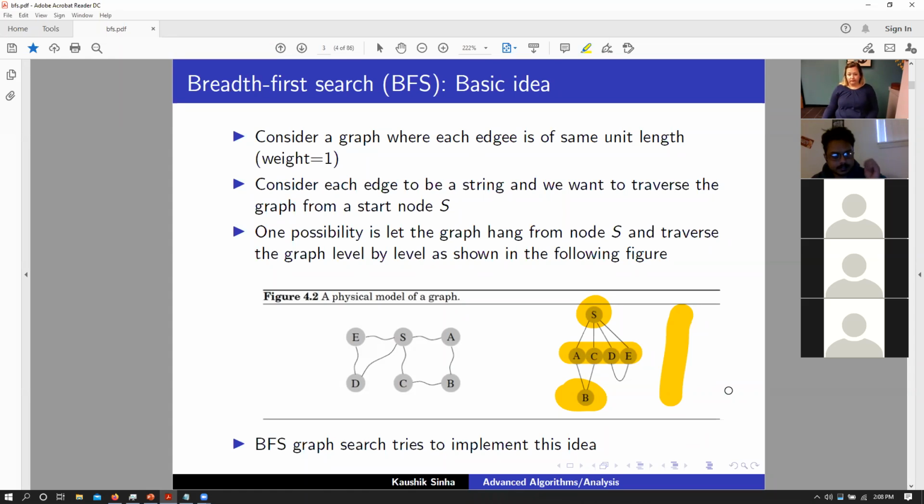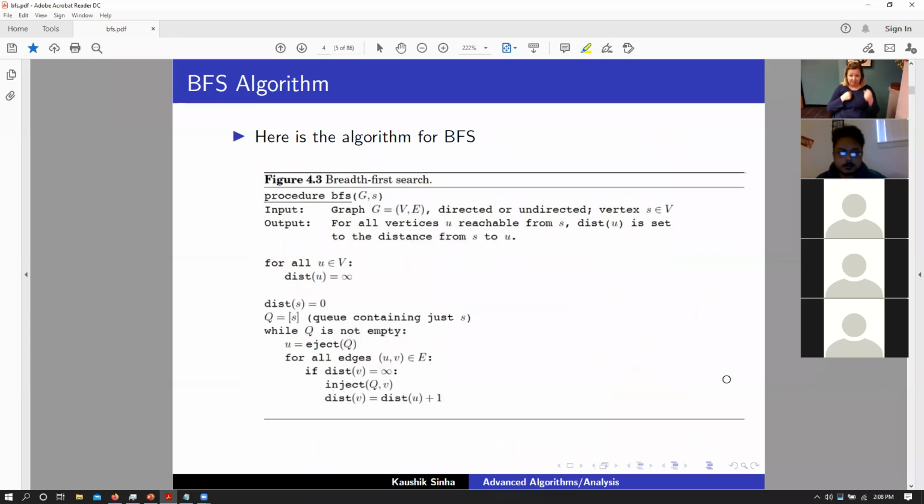Does that sort of make sense as to what BFS is trying to do? Yes, no? Perfect. So let's look at the algorithm for BFS.